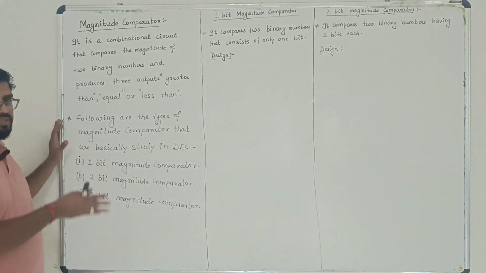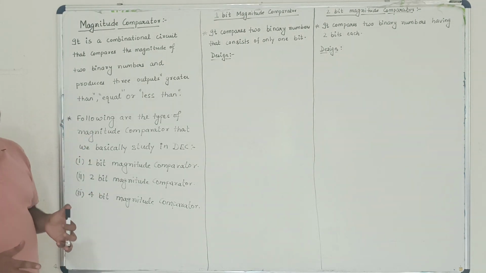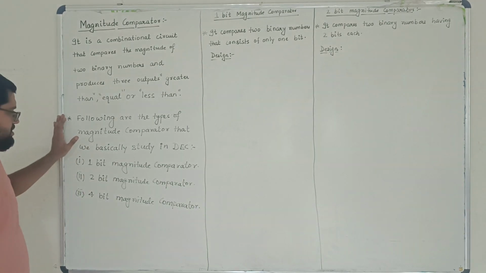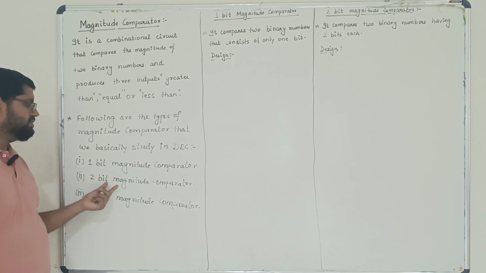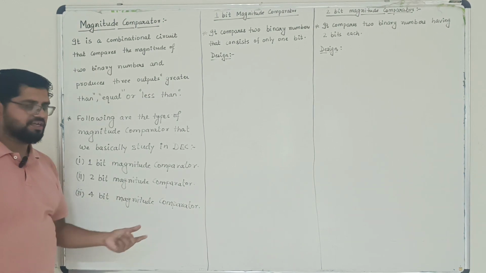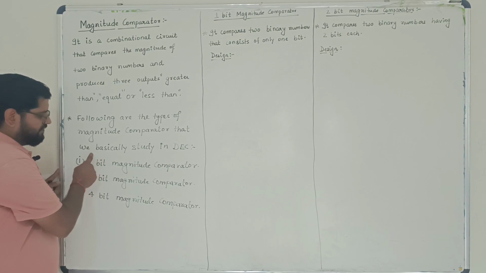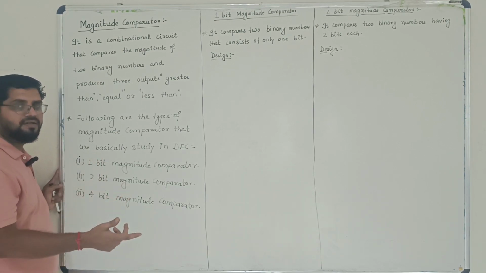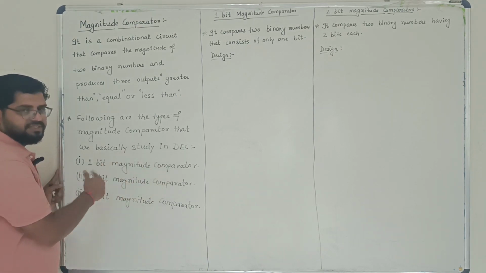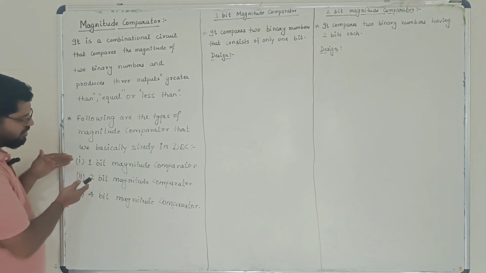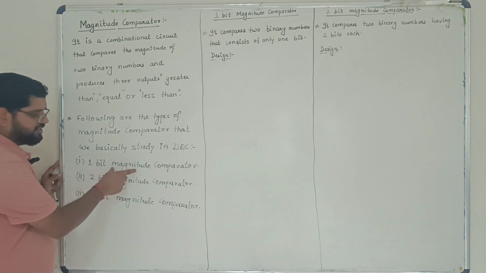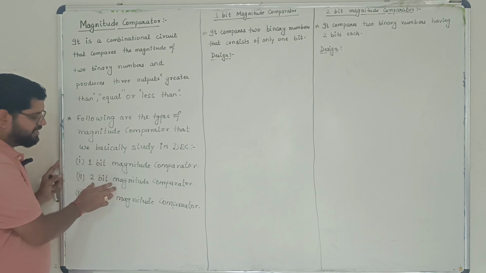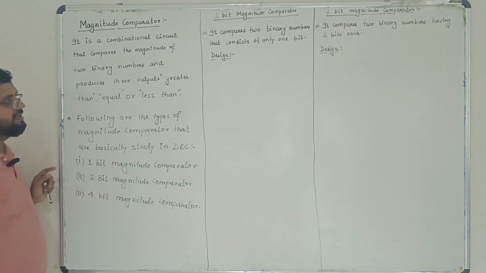Now, in digital electronics, we have three basic types of magnitude comparator: 1-bit magnitude comparator, 2-bit magnitude comparator, and 4-bit magnitude comparator. The name is given on the basis of how many bits are present in the numbers we are considering for comparison. That is why the name is given like this. Now we'll study all of them one by one, their definition, their design process, and the actual design. We'll go for 1-bit, 2-bit, and 4-bit magnitude comparators.